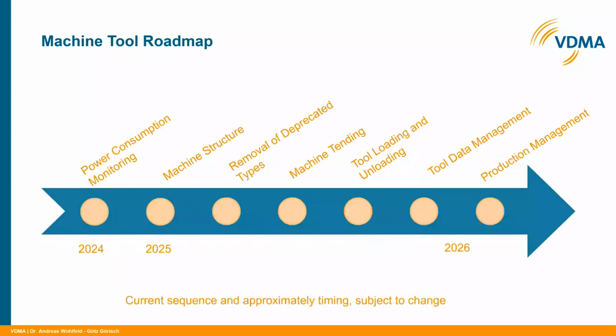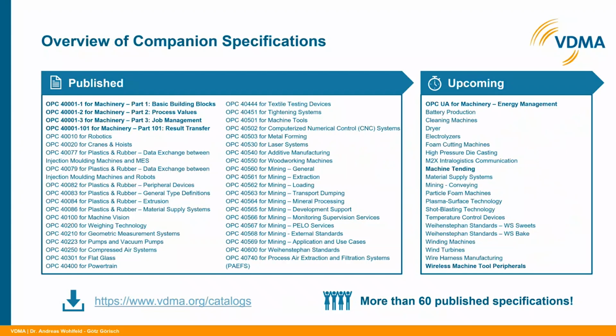To wrap things up, I would like to give you an outlook of what we are working on. As said, we are working on power consumption monitoring and machine structure. So this is something which will probably land somewhere in 2024-25. As said, we will remove deprecated types. We are working on machine tending, on tool loading, unloading, tool data management, production management overall. There were a few active factory automation companies who in their turn started working on companion specifications for their software, and we are trying to harmonize all that. And with a look at the watch, just an overview of published companion specifications and upcoming companion specifications, and I highlighted in the upcoming ones topics where the machine tool group is involved.